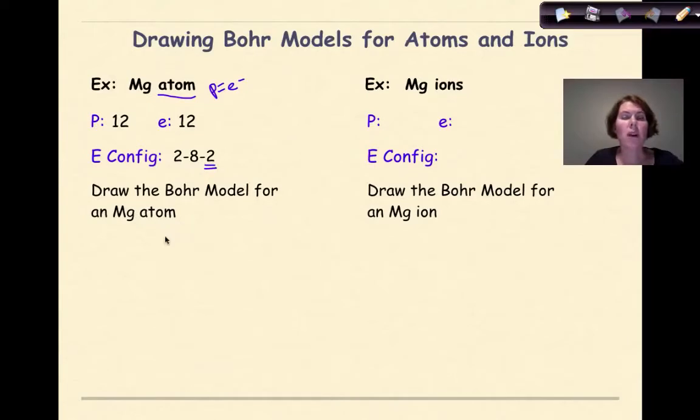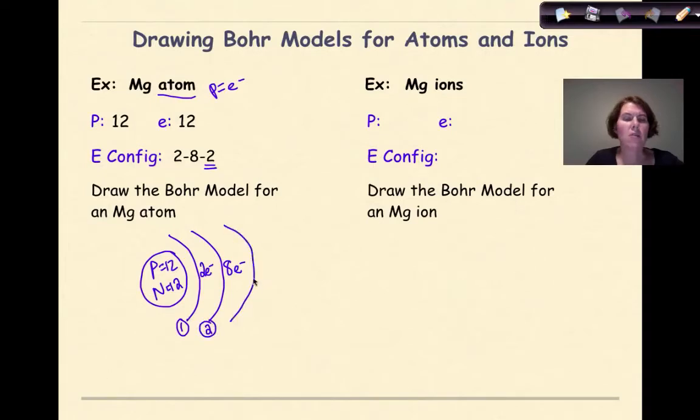If we were to draw the Bohr model for a magnesium atom, we'd say, all right, protons is 12, and I know that neutrons is 12, and therefore that is my nucleus. And then if I look at my electron configuration, I'm going to have 2 electrons in that first shell down here. I'm going to have 8 electrons in that second shell, so that's maxed out. And then finally in that third shell, I'm going to have my 2 valence electrons. So these right here are my valence electrons. Those are the electrons that would be involved in bonding.